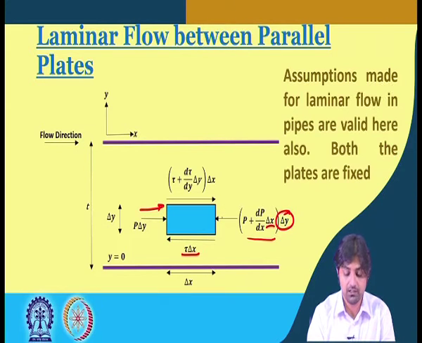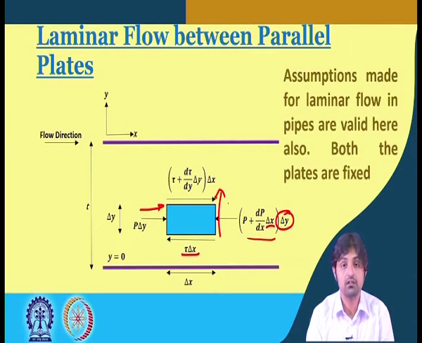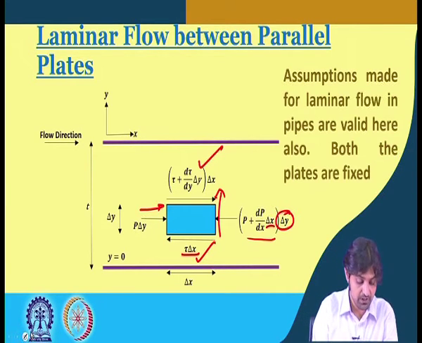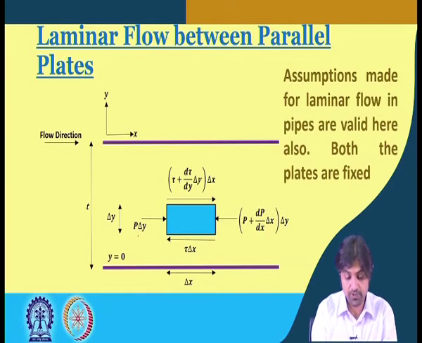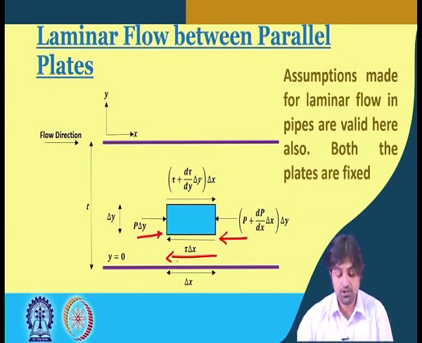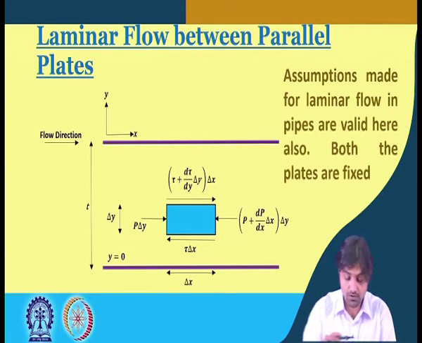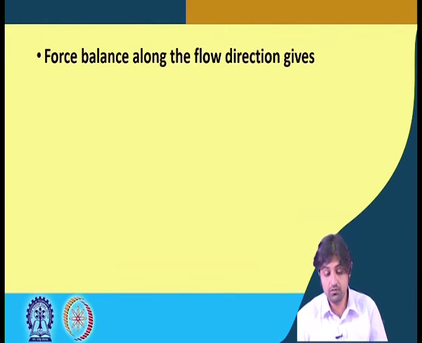Similarly, tau delta x is the force per unit length, and if we assume that the shear stress is increasing in this direction by delta tau delta y, this is the force in the other direction. As you can see, pressure force is acting in this direction, and pressure force is acting in this direction. On the bottom side, the shear force is acting in the negative x direction, and here it is acting in the positive direction. With this in background, we do the force balance analysis along the flow direction.